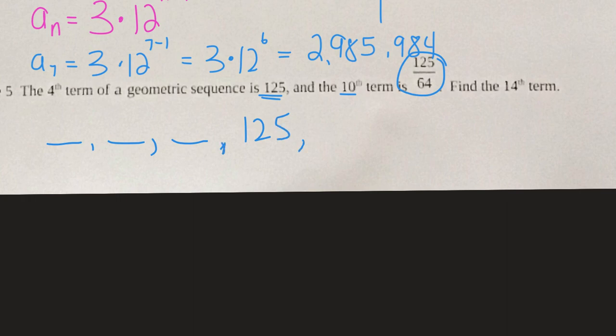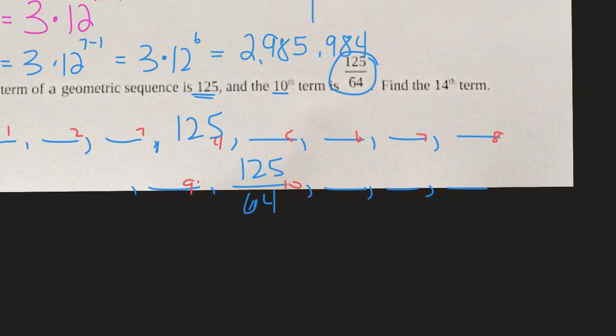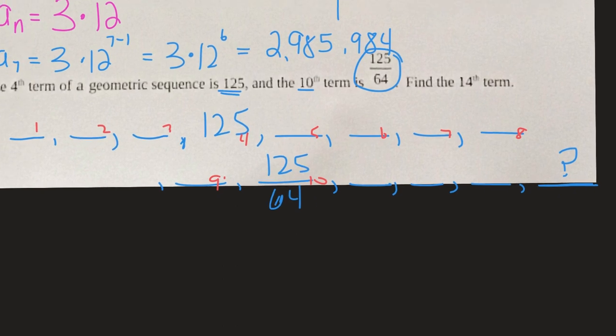Right, that's the fourth term of some sequence that has a common multiplier. And then let's see, 5, 6, 7, 8, 9. The 10th term is 125 over 64. Right? Sure enough. So then we want the 11, 12, 13. We want the 14th term. What is this term in our sequence?